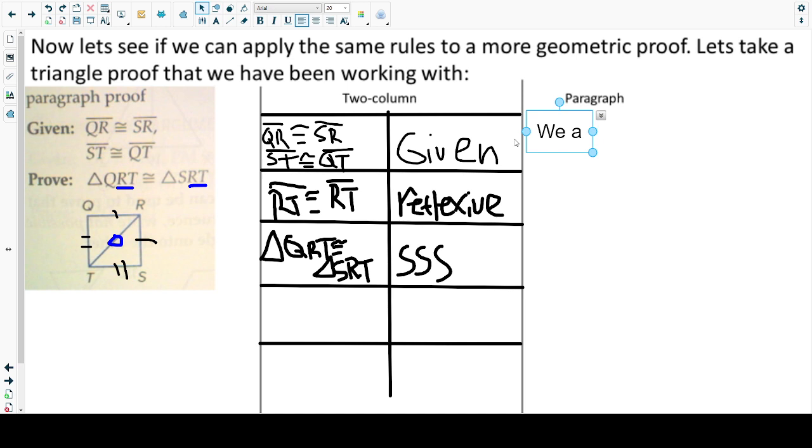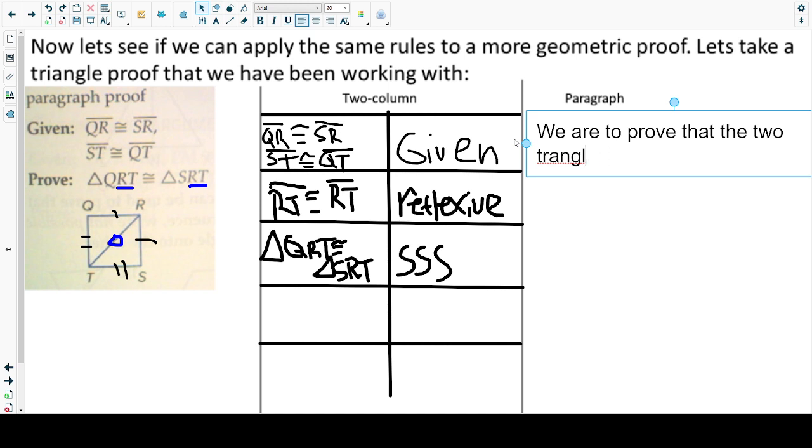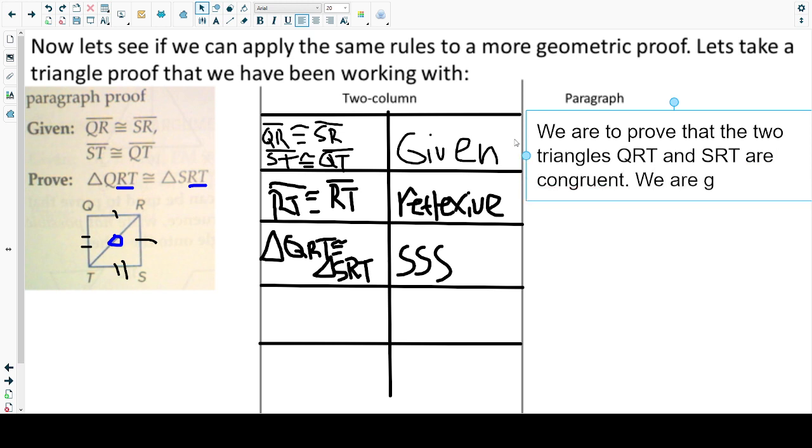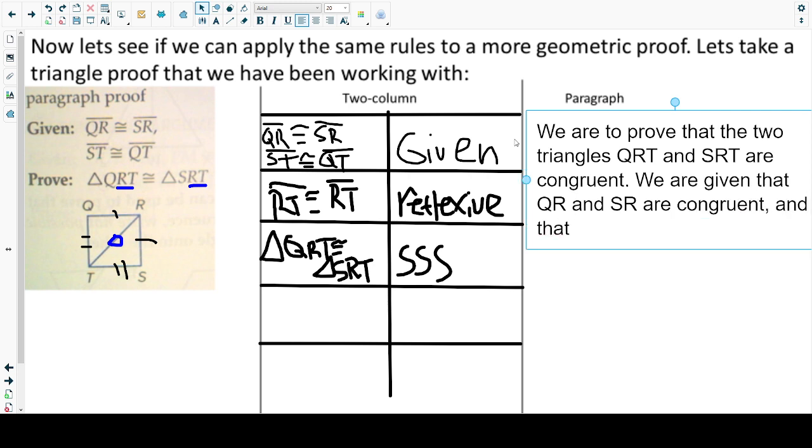We are to prove that the triangles QRT and SRT, make sure I get the right letters myself, QRT and SRT are congruent. We are given that QR and SR are congruent and that ST and QT are congruent.